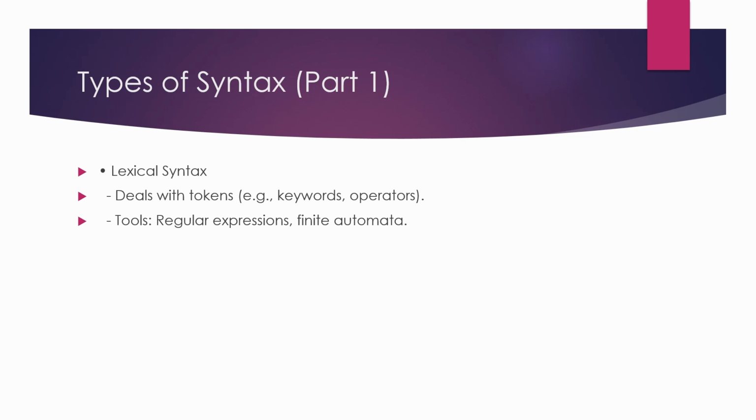Syntax can be divided into two main categories: lexical syntax and grammatical syntax. Lexical syntax deals with tokens such as keywords and operators, which are the smallest units of code. Tools like regular expressions and finite automata are used to recognize these tokens.